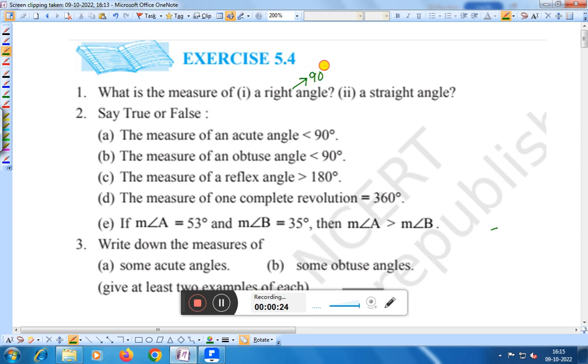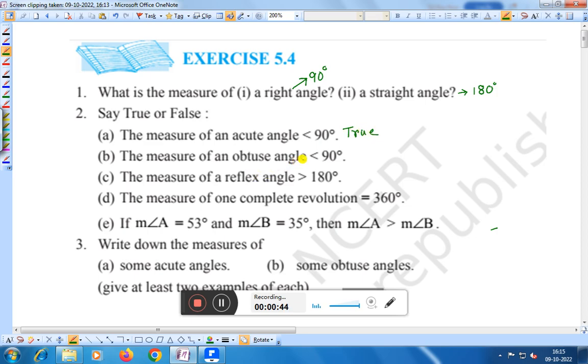What is the measure of a straight angle? A straight angle is 180 degree. Say true or false. Question number 2. The measure of an acute angle is less than 90 degree. That is true.